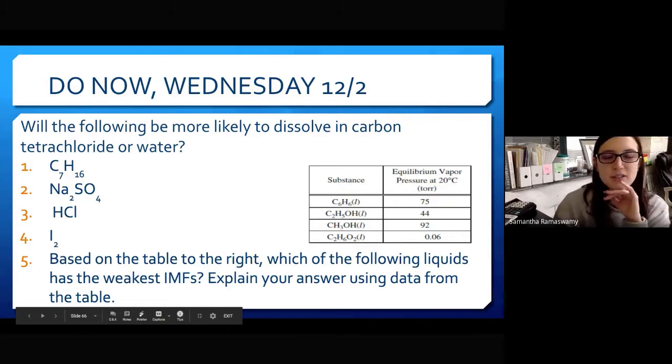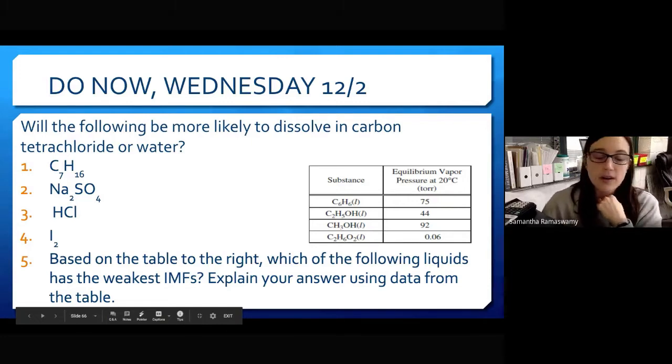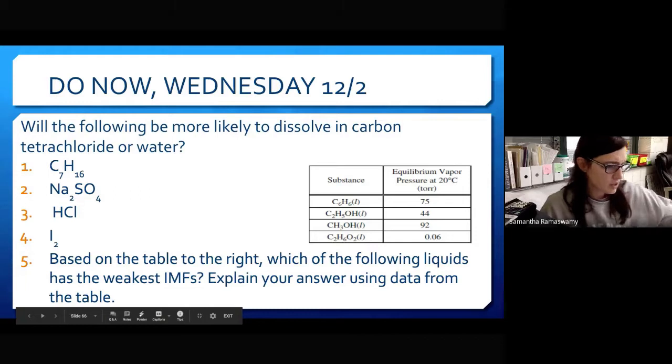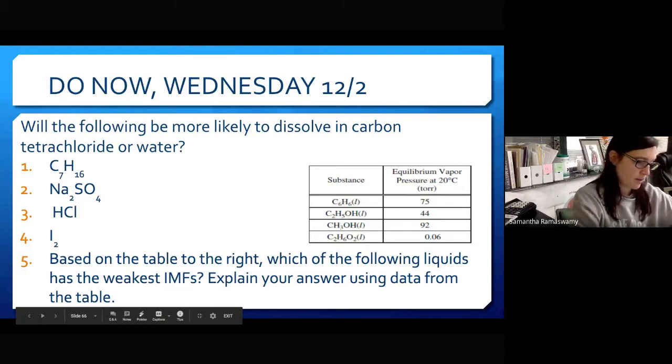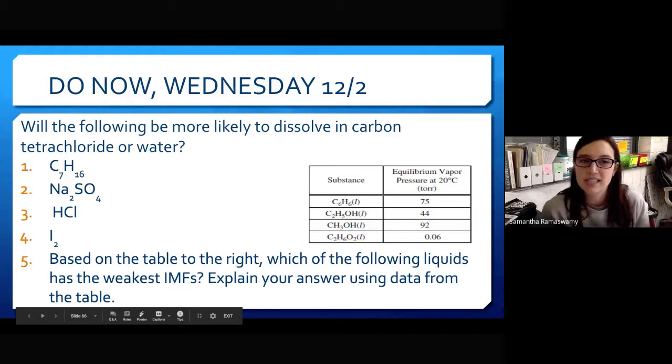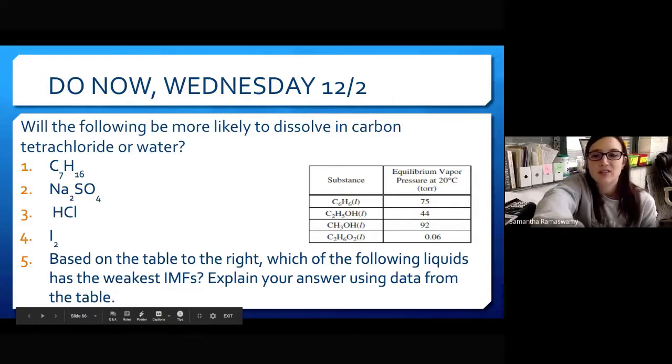And then number 5 is actually reviewing chapter 11. So try these do now questions. We will go over the answers, so if you have to make any changes to your do now, you can. But go ahead and try, especially 1 through 4, because that's stuff that we covered yesterday. So take a couple minutes, try the do now, and then we will go over the answers in just a second. And then we will continue on with some solubility stuff today. If you don't have your notes out, you want your notes as well. So take a couple minutes for the do now, and then we'll go over the answers.